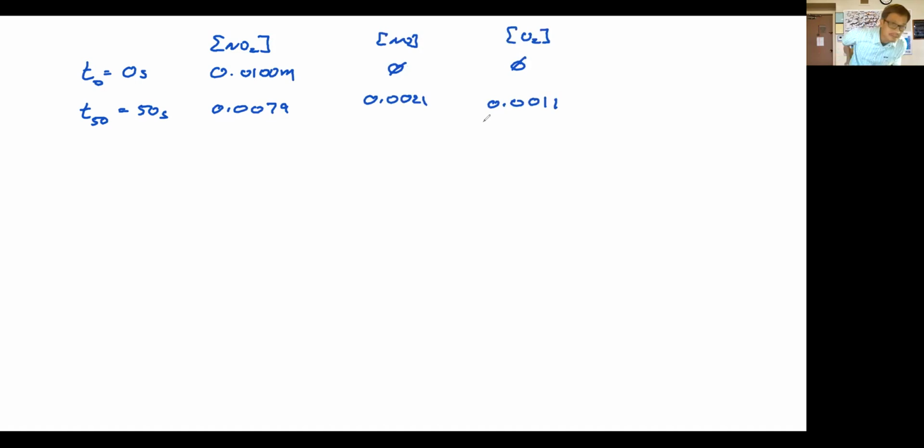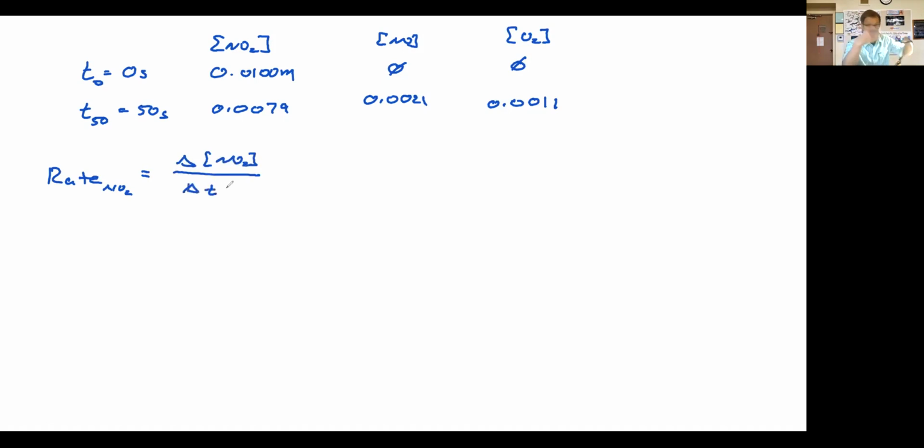Now, first of all, I hope you can see that we have a set of numbers that we can use. So let's calculate first the rate at which NO2 gets decomposed. So we need the change in the concentration of NO2 over the change in time.